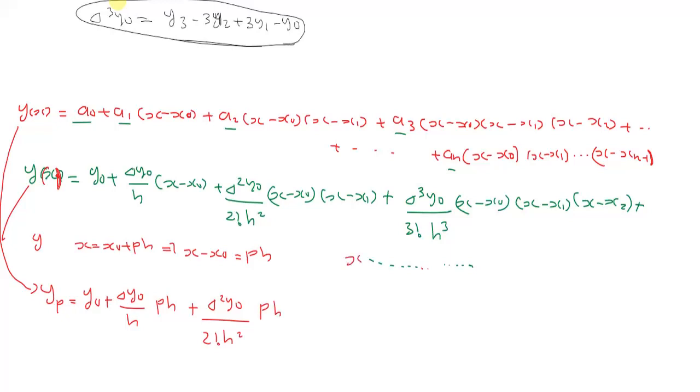Now what will be x minus x1? X minus x1 can be written as x minus x naught minus x1 minus x naught, because in this term the x naught will cancel and it will be x minus x1 itself. Okay, so what is x minus x naught? x minus x naught is ph. Then minus x1 minus x naught, what will that be? h. So this term will be ph minus h, or h into p minus 1.